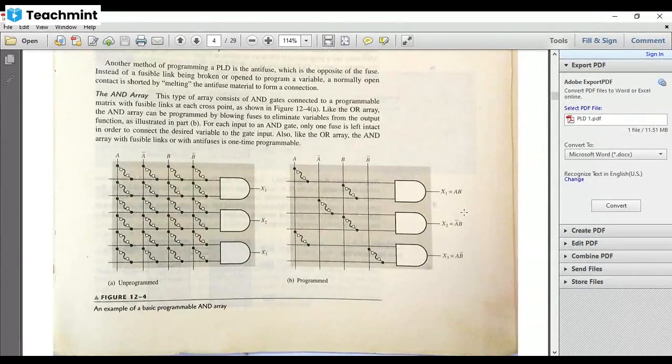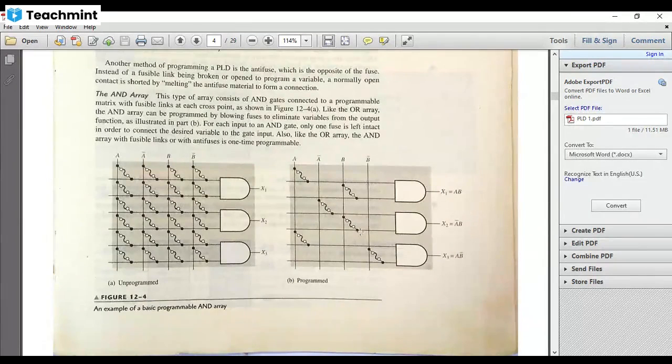As for the programming technique we have to implement, it is given by the manufacturer, either fuse technology or anti-fuse technology. It depends upon the manufacturer. The designer only has to choose the option, that is, which type of ICs to incorporate in our design. So these are the things.